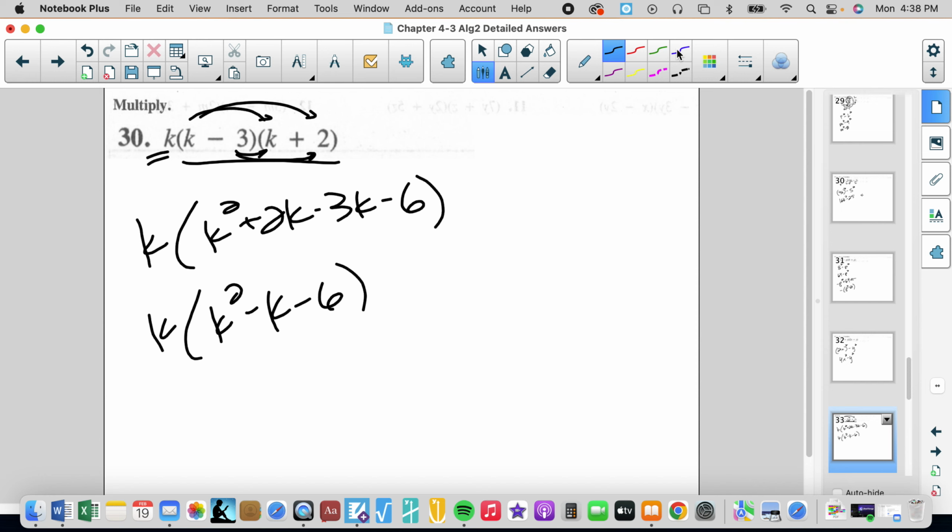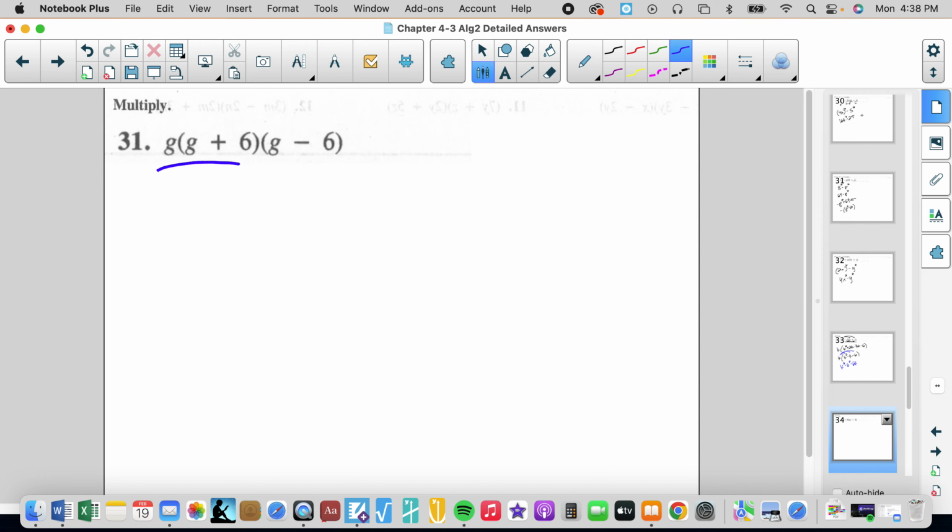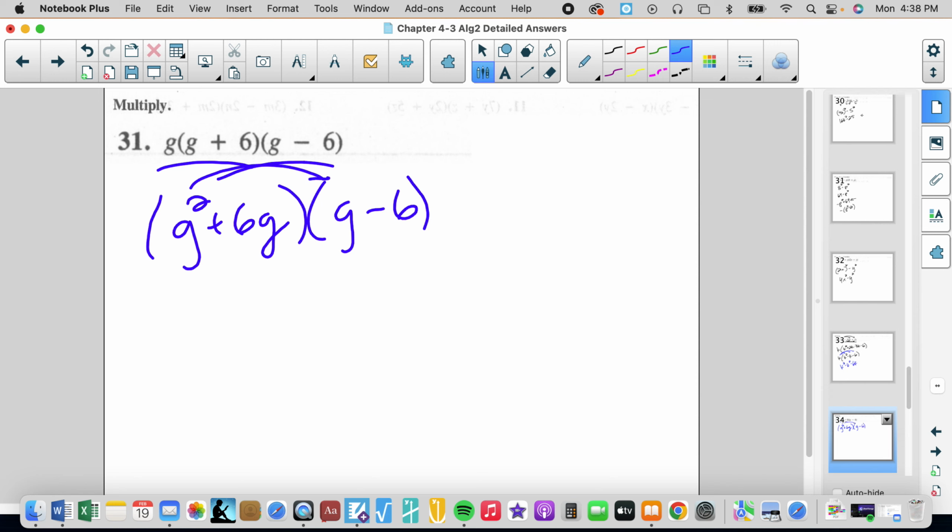Now let's distribute that last product in. It's easier that way. k to the third minus k squared minus 6k. You could go left to right. You could multiply these, make that g squared plus 6g times g minus 6, and then distribute those. 6 of one, half dozen the other.